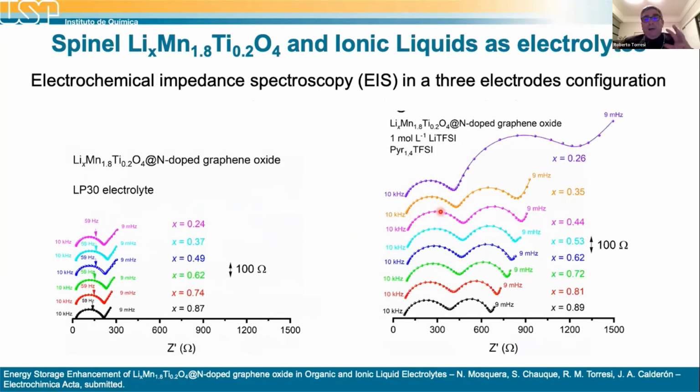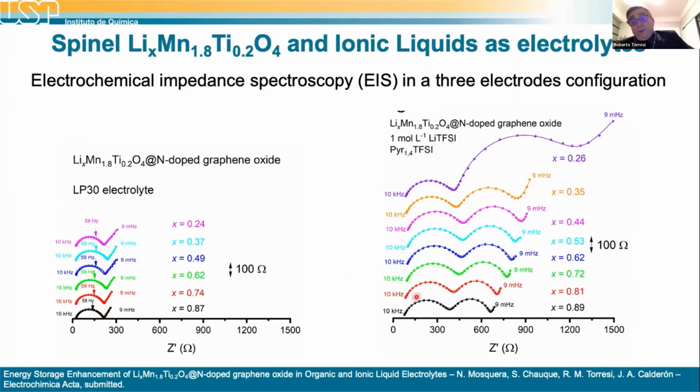And here you have the diagram. The only reason that I show you this is here you have the diagram for the organic electrolyte, and you have almost two semicircles here. One is related with the current collector, the other with the SEI formation, and after you have here all the lithium diffusion and related with the intercalation process.